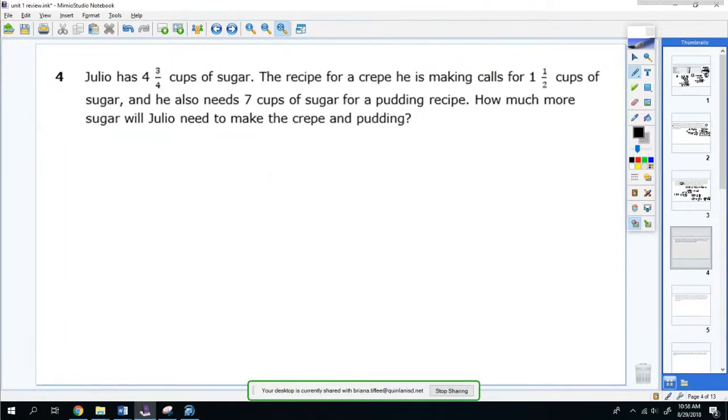All right, number 4. Julio has 4 3/4 cups of sugar. The recipe for a crepe he is making calls for 1.5 cups of sugar, and he also needs 7 cups of sugar for a pudding recipe. How much more sugar will Julio need to make the crepe and pudding?